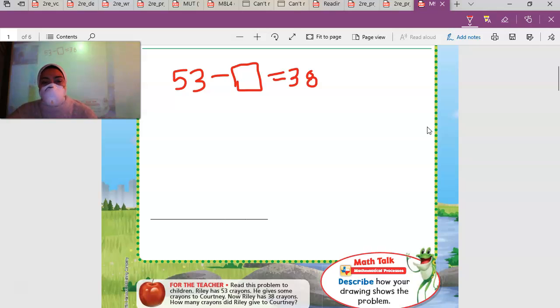This is called an equation. When you write out a number sentence with an unknown number, that's called an equation. Now Riley has 38 crowns. How many crowns did Riley give to Courtney? So now this is easy, right? All we have to do is solve what goes here. How do we do that, class? Good. You subtract 53, take away 38. Right?